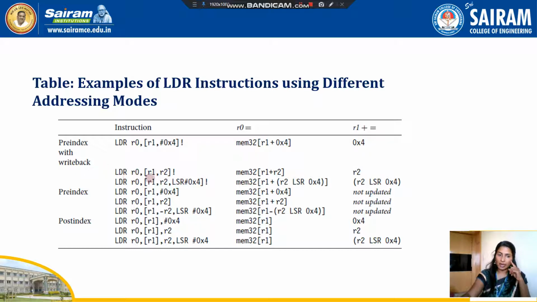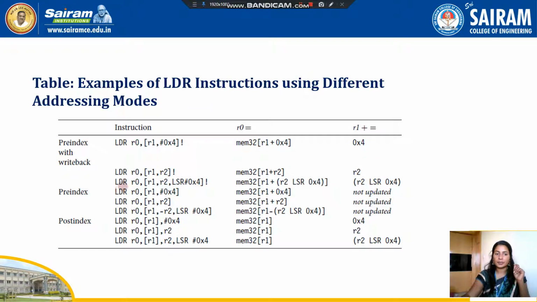Second example, LDR R0, [R1, R2]. How to find memory here? We will add these two, so R1 plus R2 is the memory. From this memory, the 32-bit content will be loaded into the R0 register. Next, should R1 be updated? Yes, it should be updated because we have write back here. How will it be updated? We have to add the R2 register, so that is given here. To update R1, we add R1 and R2.